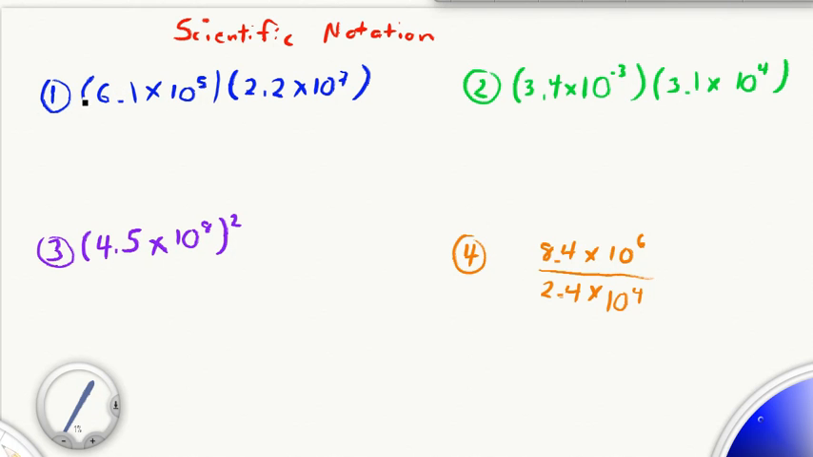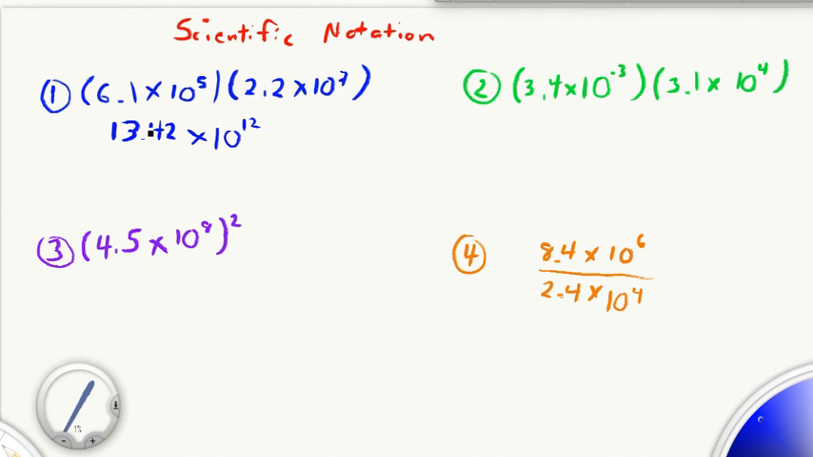Okay, so here we have multiplication. And what you're going to do is multiply the numbers. So 6.1 times 2.2 is going to give you 13.42. Okay, and then you worry about the powers of 10. So times, and you're going to do 10 to the 5th times 10 to the 7th, and you need to remember your exponent rules. Remember, this is a product of powers, and when we multiply two things with the same base, we add their powers. So this would be 5 plus 7, which would be 12.